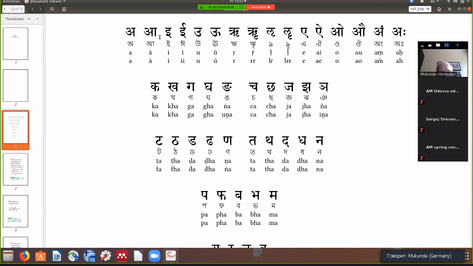The second group, we move a little bit further forward in the mouth. We have the same pattern, cha, chha, ja, jha, nya.